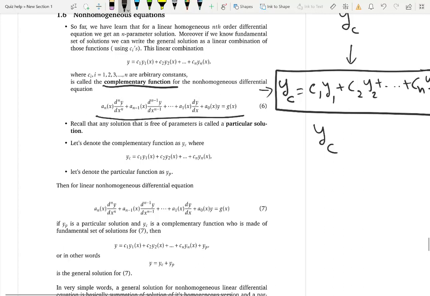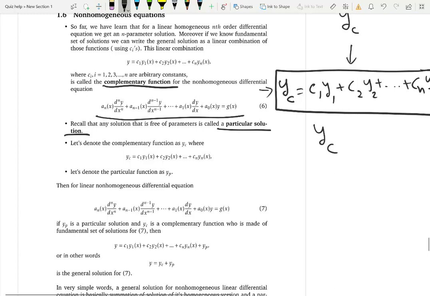Okay, now you look at the non-homogeneous equation. Now you don't do any pretending. You look at the original question that is given. Now what you do is you find the particular solution. So the particular solution is the solution for the non-homogeneous differential equation.